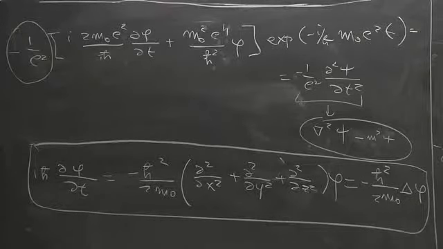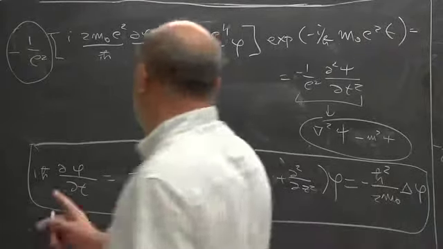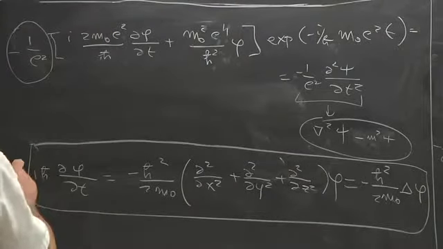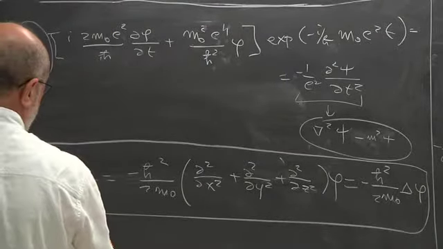Now one can say that this equation that we got is the non-relativistic limit, and this is the Schrödinger equation.